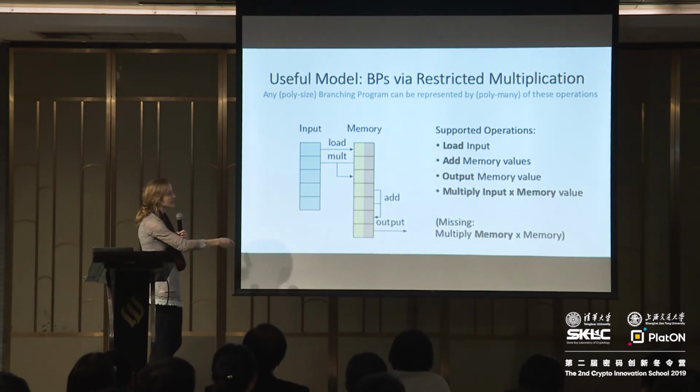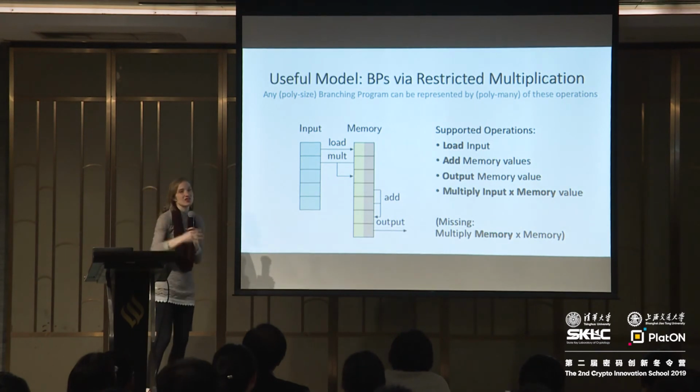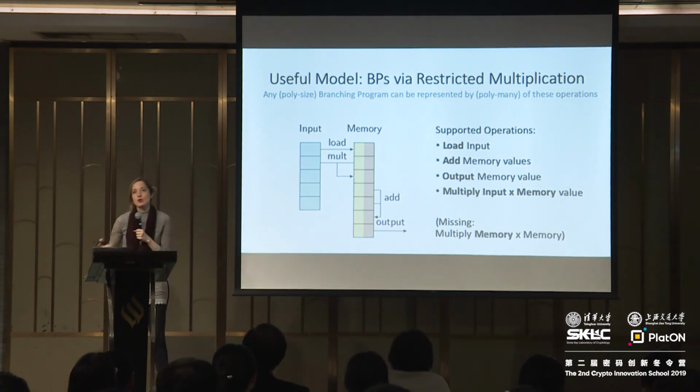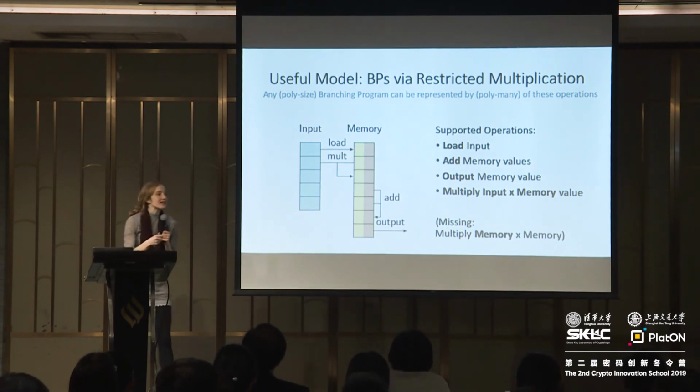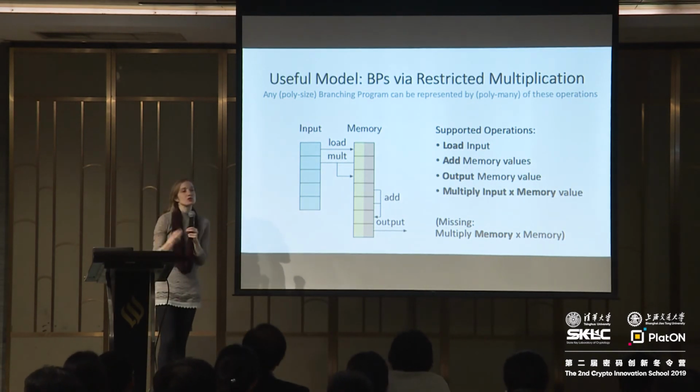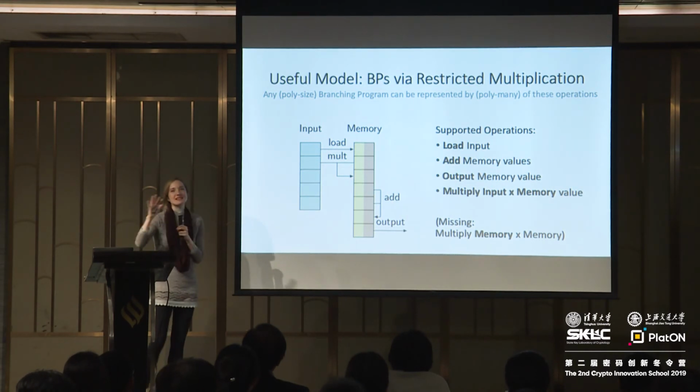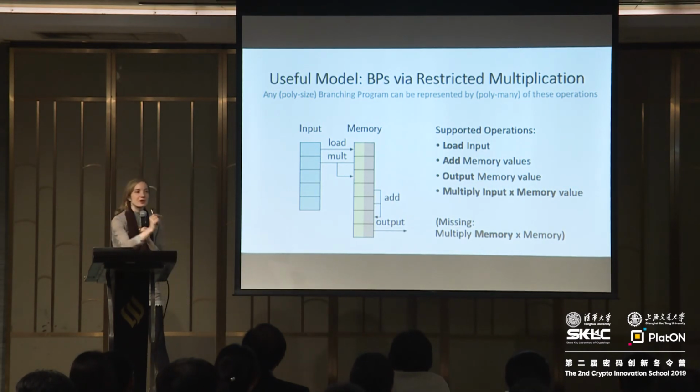Okay, so as a sanity check, why is this not all possible circuits? Because I know addition and multiplication are complete for gates. The thing that's missing is multiplying two partial computation memory values with each other. So if you're viewing this as a circuit, think of it as every multiplication gate, one of the wires needs to go all the way back up to the input.